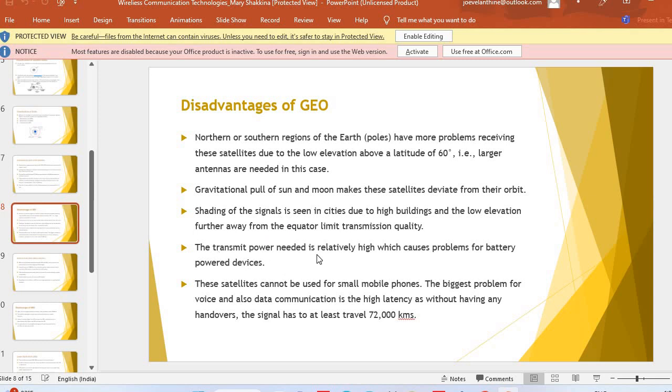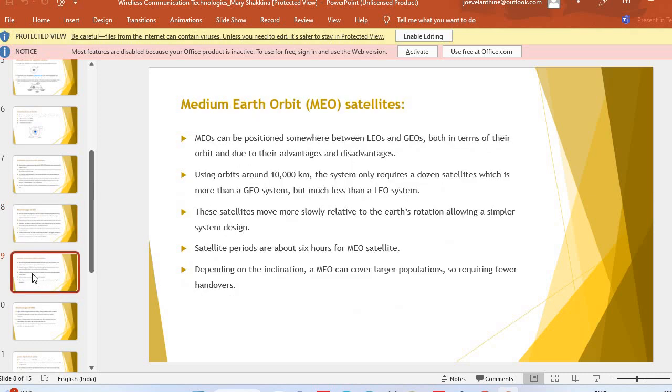The transmit power needed is relatively high, which causes problems for battery powered devices. Since the distance is 37,000 km from the earth, the transmission power also needed relatively high. Next, these satellites cannot be used for smaller mobile phones. The biggest problem for voice and also data communication is the high latency. So these are the disadvantages of geostationary orbit.